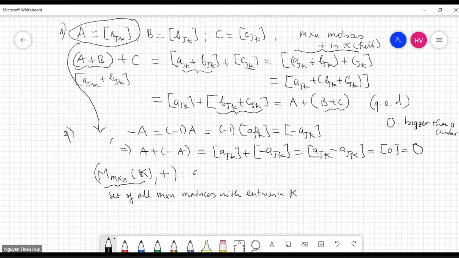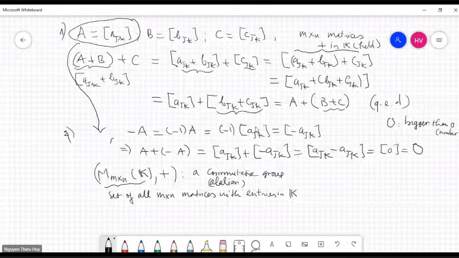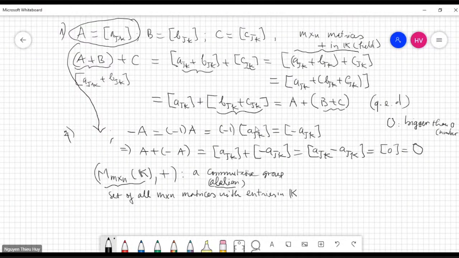Yeah, it is a commutative group, no? Or an Abelian group. An Abelian group, if you like this name of the Norwegian mathematician. Okay, this is what I want to tell you in the slide. Now I return to the slide.